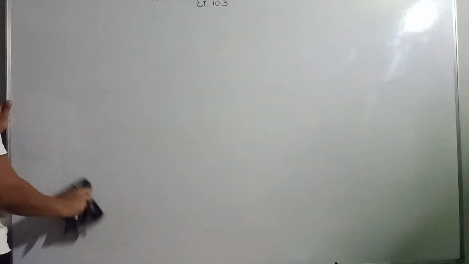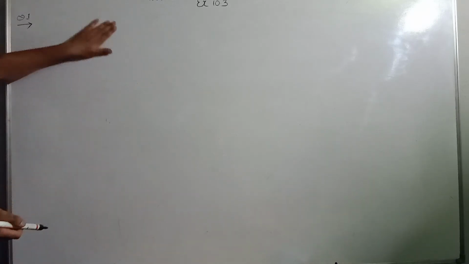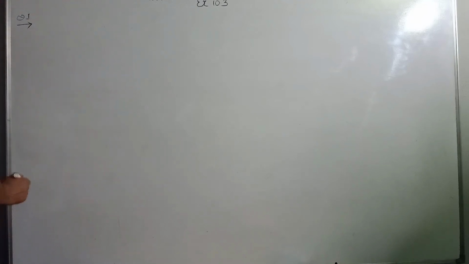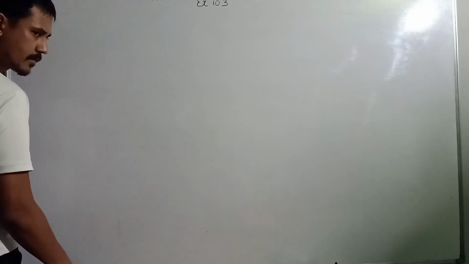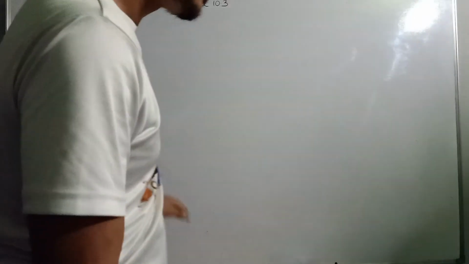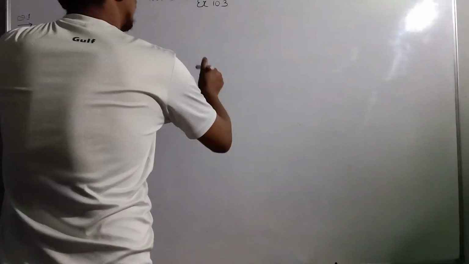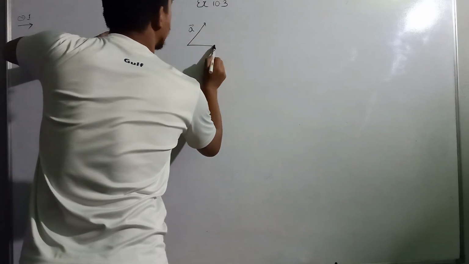Okay? So shall we start with the first question? What is the first question about? Question number 1. Find the angle between the two vectors with magnitudes root 3 and 2 respectively, having a vector A dot B is root 6. You need to find out the angle between two vectors A and B whose magnitudes are given.